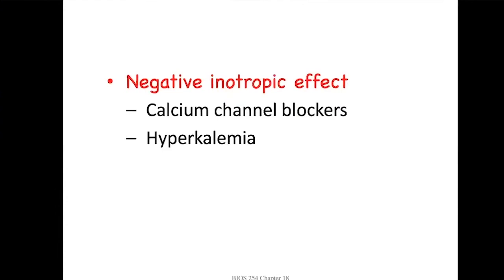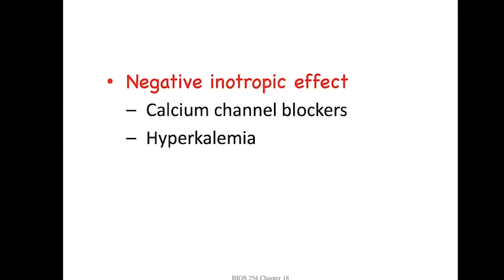Let's look now at some negative inotropic factors, and these are going to be factors that are going to decrease contractility. If increased contractility is due to increased intracellular calcium, anything that's going to block the movement of calcium into the cell will decrease contractility. So calcium channel blockers actually function as negative inotropic factors. And sometimes calcium channel blockers are given to patients that have hypertension or increased blood pressure.